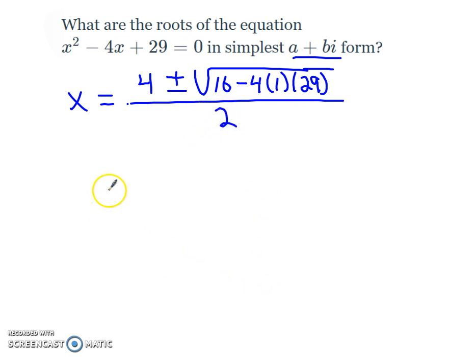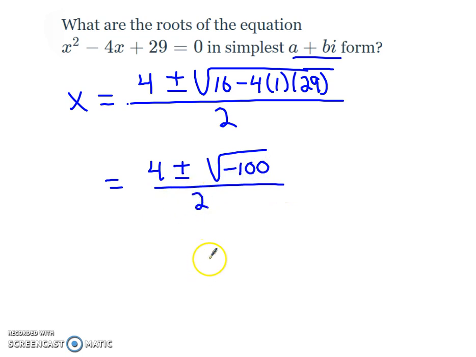Okay. So let's get this simplified here. Grab a calculator to do the arithmetic. 16 minus 4 times 1 times 29 is -100. Okay. All divided by 2. Well, the square root of 100 is 10, right? And then the negative means it's going to end up being 10i. So we'll have 4 plus or minus 10i over 2. That's not considered simplified yet.